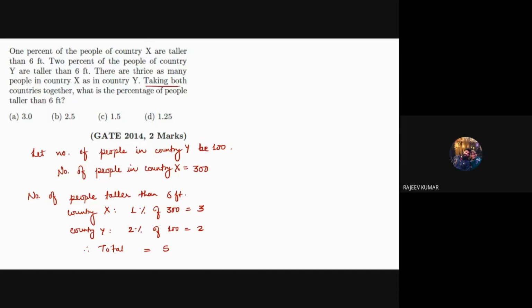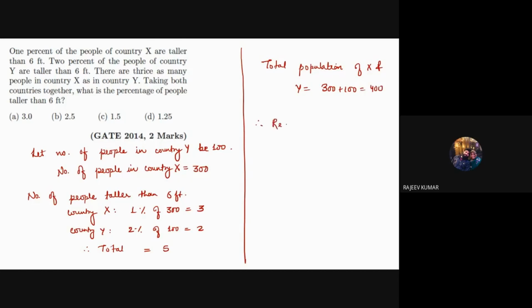Now what we need to find out is, taking both the countries together, what is the percentage of people taller than 6 feet. So I need to find out what will be the total population. The total persons taller than 6 feet, and total population of X and Y, it will become 300 plus 100, that is 400. Therefore required percentage will be 5 upon 400 into 100. We'll get an answer 1.25 percentage.